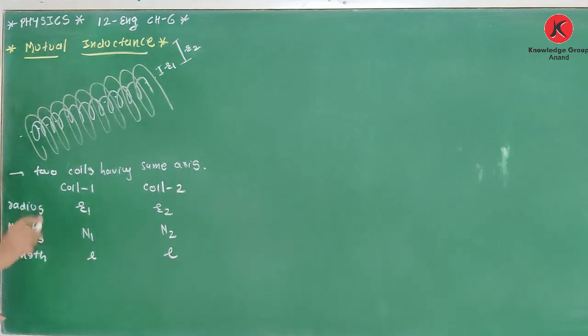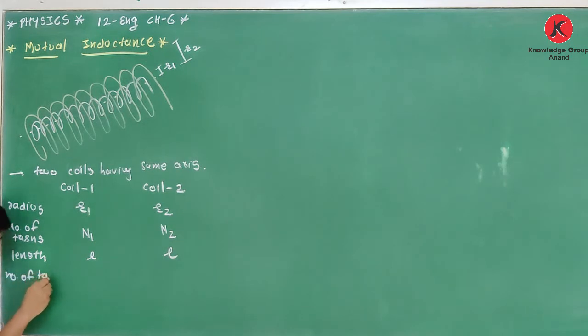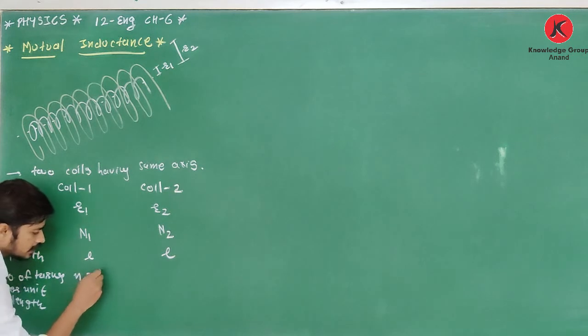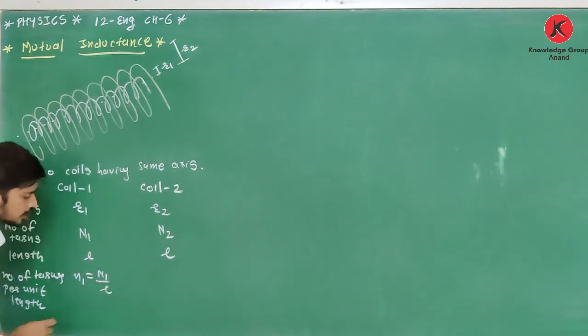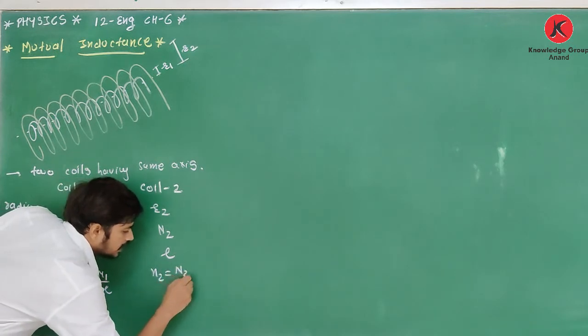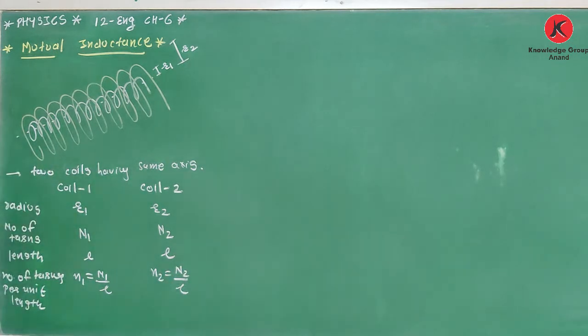Now, the number of turns per unit length. Number of turns per unit length means n1 is equal to N1 upon L, yes or no? And here n2 is equal to N2 upon L. Clear about this?